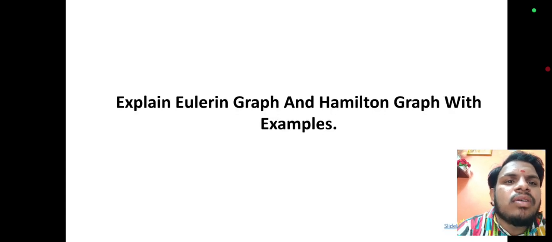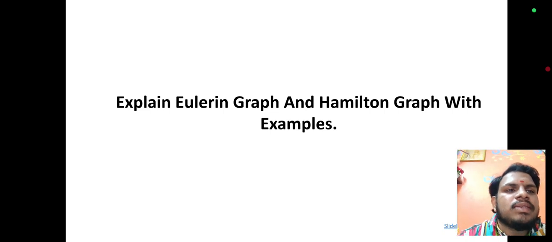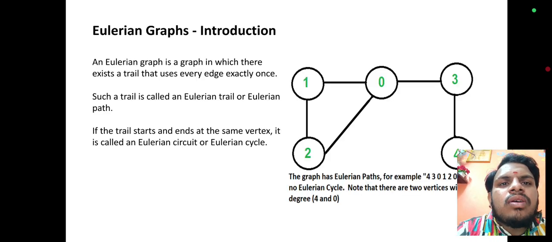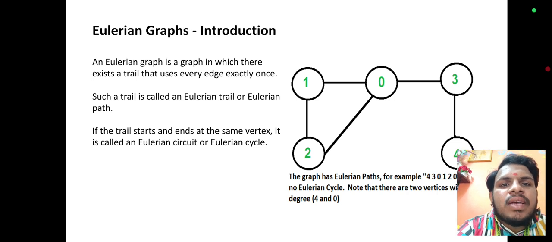Explain Eulerian graphs and Hamiltonian graphs with examples. Eulerian graph introduction. An Eulerian graph is a graph in which there is a trail that traverses every edge exactly once. Such a trail is called an Eulerian trail or Eulerian path. If the trail starts and ends at the same vertex, it is called an Eulerian circuit or Eulerian cycle.